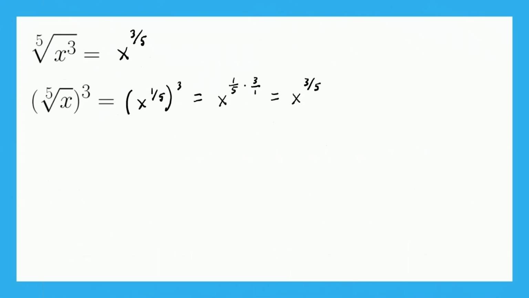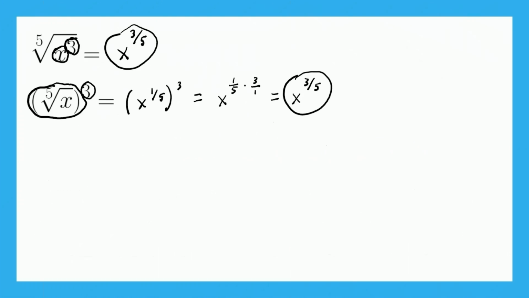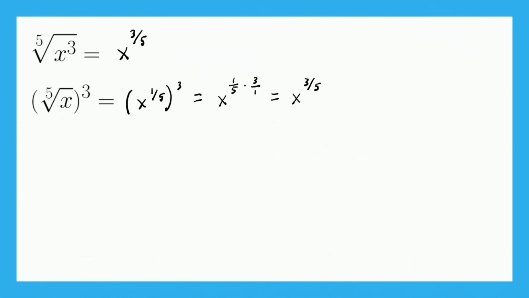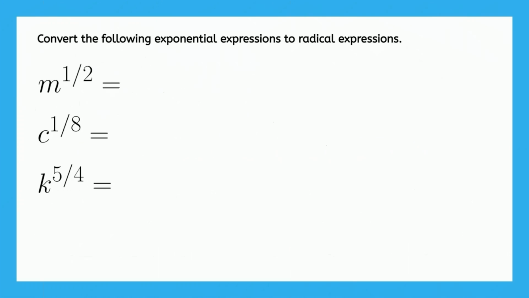So although you may not have expected it, whether the exponent is applied to the variable inside the radical, or we apply that same exponent to the entire radical expression, we still get the same exponential expression. In this case, x to the power of 3 over 5. All right, now let's go the other direction. Convert the following exponential expressions to radical expressions.